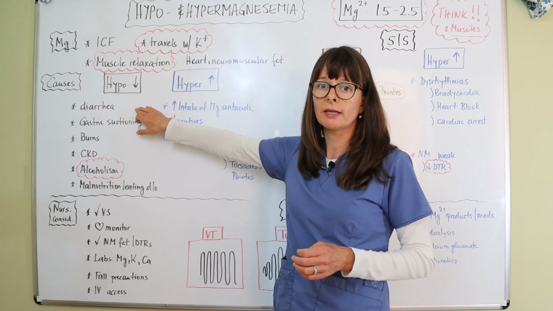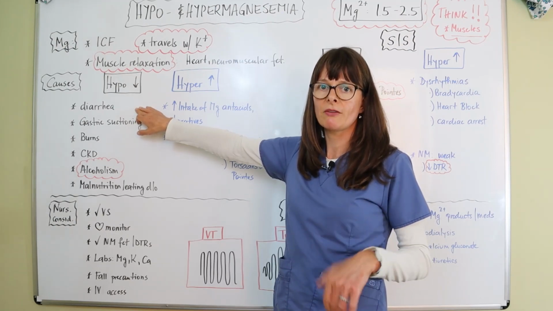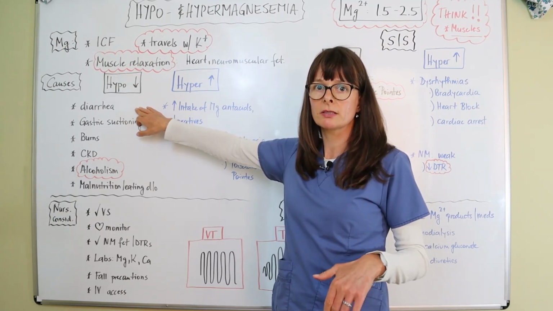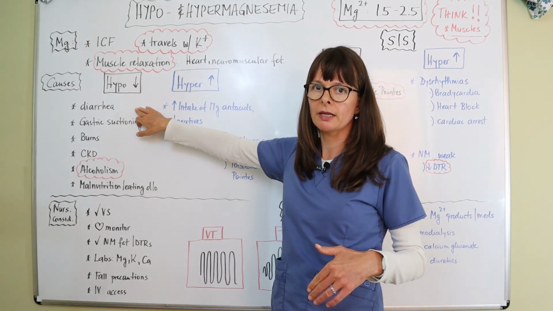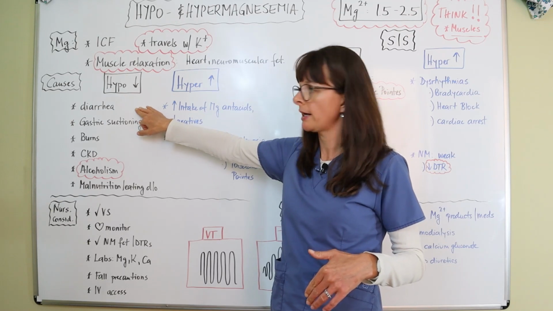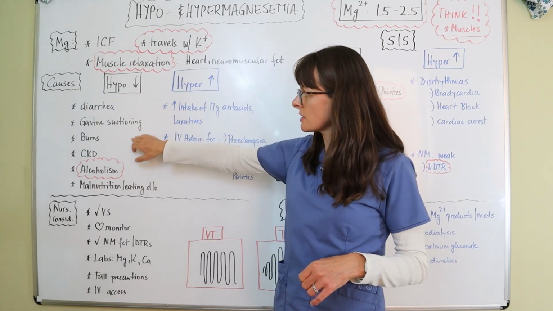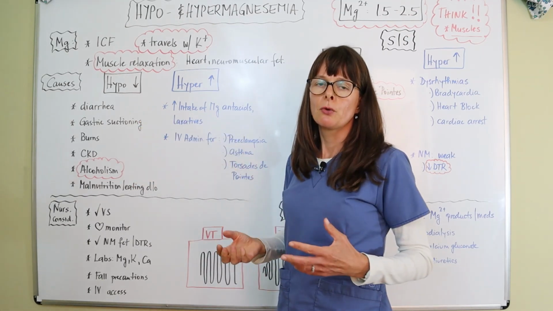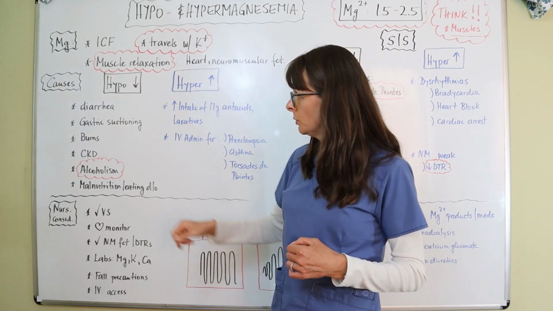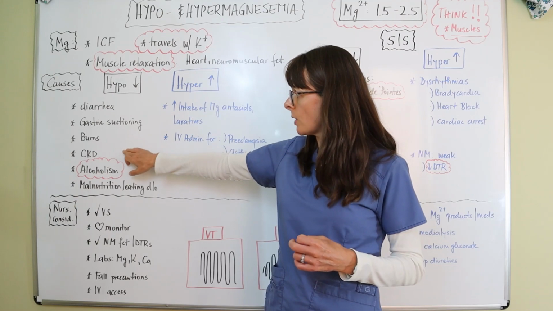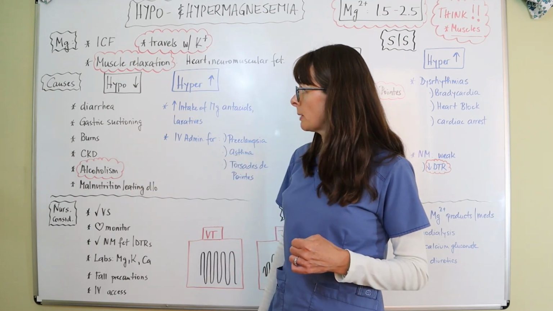That's just like in potassium. When we have a lot of diarrhea, fluid losses through the GI tract, we can encounter patients with hypomagnesemia. But also gastric suctioning. When there's a lot of fluid removed from the gastric tract, we can lose magnesium there too. Burn victims as well as chronic kidney disease patients.